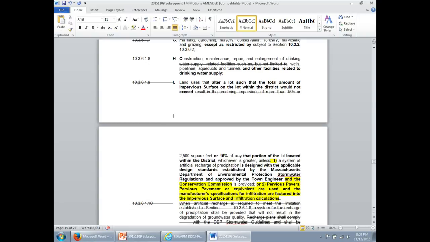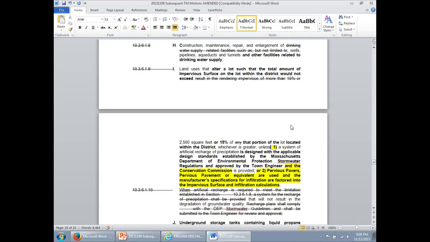The original unless, as I understand it, provides an exception to the 15% or 2,500. That's correct. The pervious pavers would also provide a modification of the 15% or 2,500. For example, if your pervious pavers allowed infiltration of 50%, then instead of 100 square feet of impervious pavers, you could have 200 square feet of pervious pavers. So it's a way to modify that requirement, just like the artificial infiltration systems are a way to modify.